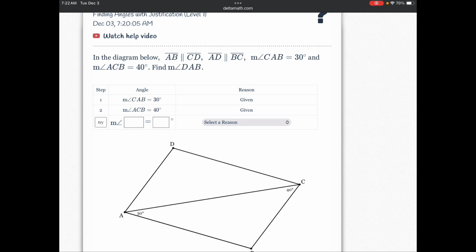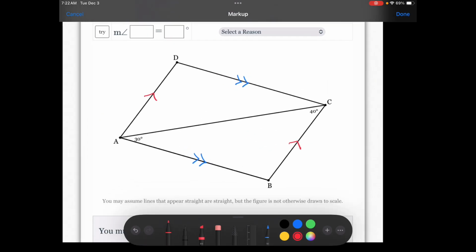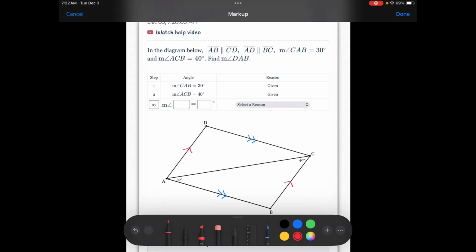Okay, second example here, a little more straightforward, but also reviewing some things that we haven't talked about from transversals a little while ago. So what I've done already is mark my figure with what they've given us. We have two sets of parallel lines, and they've also given us a 30-degree angle and a 40-degree angle. As you can see, we have all the given information marked here, and our goal is to find the measure of angle DAB.